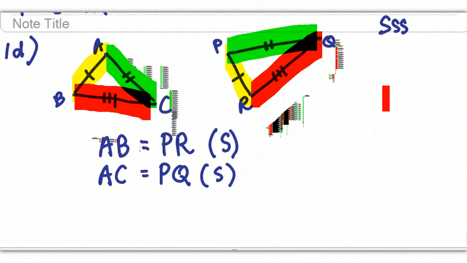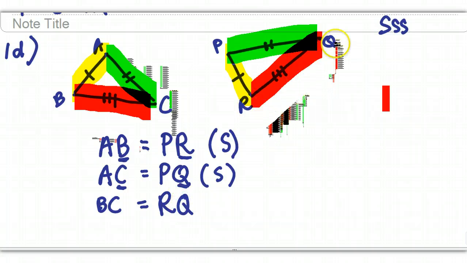To use the side test, we need the third side, and the third side is BC. By now, we know B corresponds to R, so we can write this as R. C corresponds to Q, so this is RQ. We check the diagram. This is RQ, so this is a side.